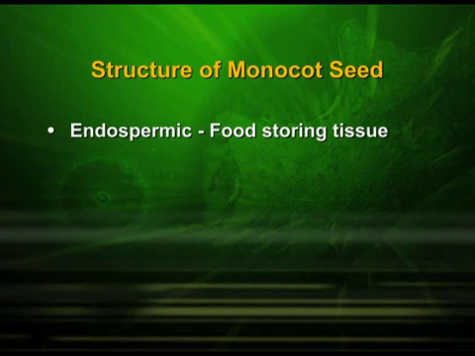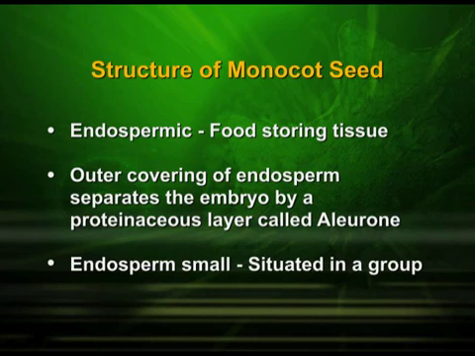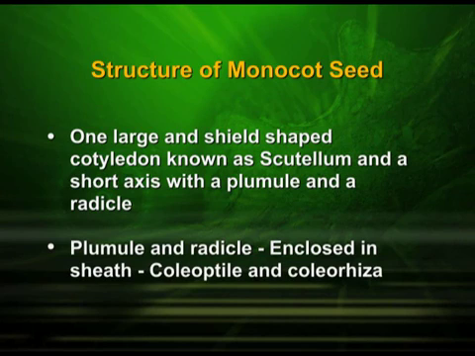Structure of a monocotyledonous seed. Most of the monocotyledonous seeds have endosperm, that is, they have the food storing tissues in them. The endosperm forms an outer covering that separates the embryo by a proteinaceous layer called aleurone. The embryo is small and situated in a groove. One large and shield shaped cotyledon known as scutellum and a short axis with a plumule and radicle is found. The plumule and radicle are enclosed in sheaths known as the coleoptile and coleorhiza.